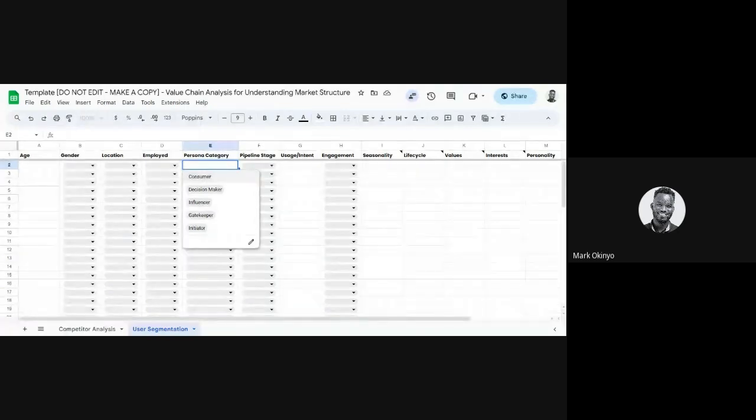Gatekeepers are people who don't necessarily make decisions, but they can affect your likelihood of success, because they control access to the decision maker.